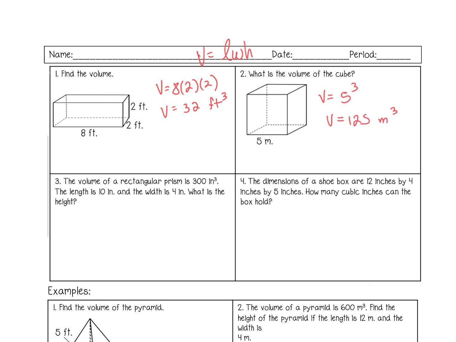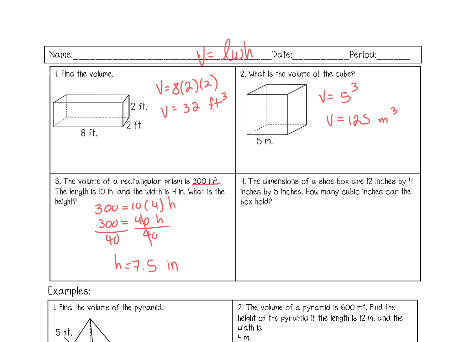Then we have a word problem. The volume of a rectangular prism is 300 inches cubed. The length is 10 inches. The width is 4 inches. What is the height? So now we just have to plug it in. 300 for the volume equals length, so 10, times width times 4, times height. So it's going to be 300 equals 40 times height. I'm going to divide by 40. So our height is going to be 7.5 inches.